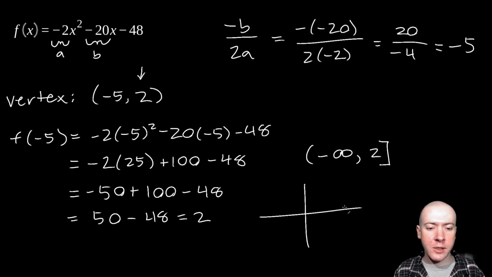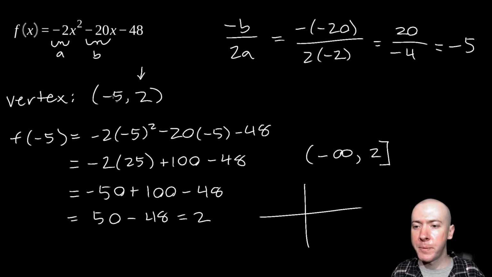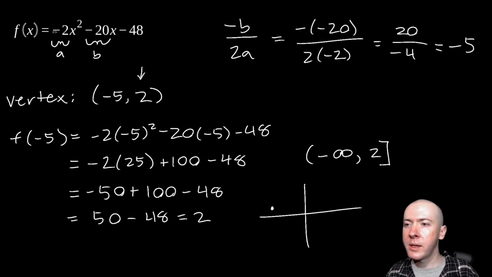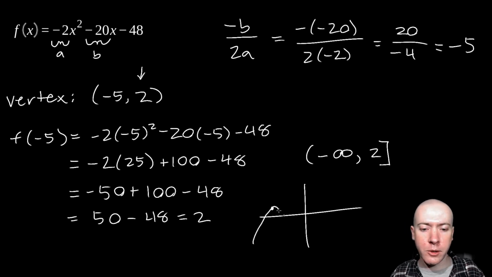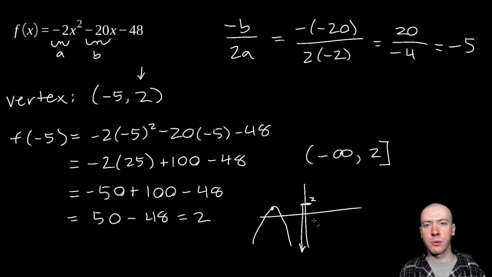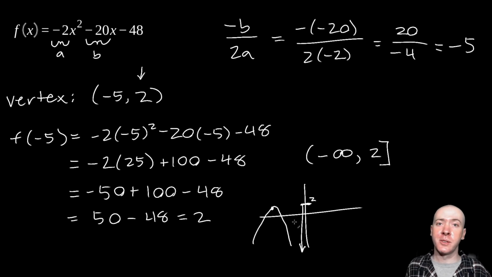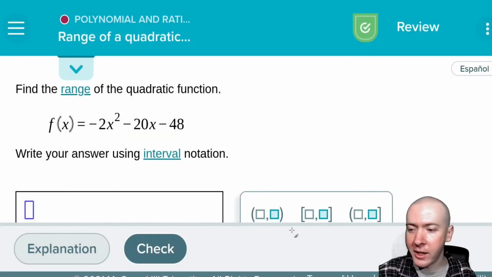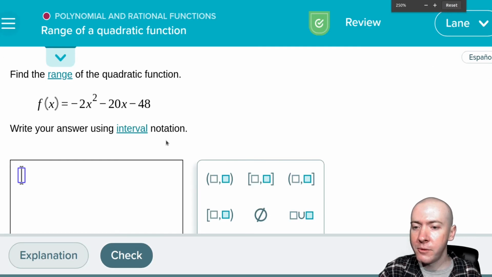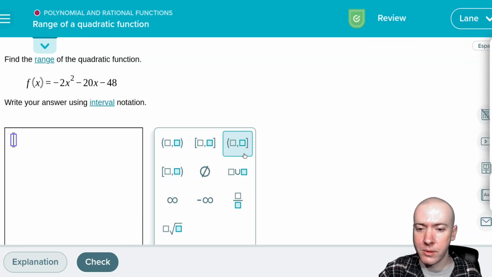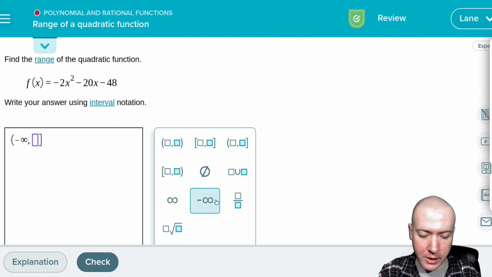And if we wanted to sketch a little graph, we could do that easily. Let's see, the x-coordinate of the vertex is -5, so -5, 2 is like right here. And because the number in front of the x squared is negative, we know this is opening down. And so the range is going to be everything from 2 down, or we write it, starting with the negative. So everything from -infinity up to 2 is our range. So let's go back over to Alex and we'll put that answer in. -infinity to 2. Okay.